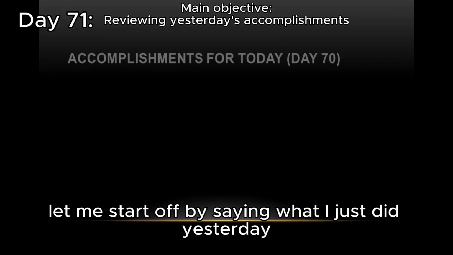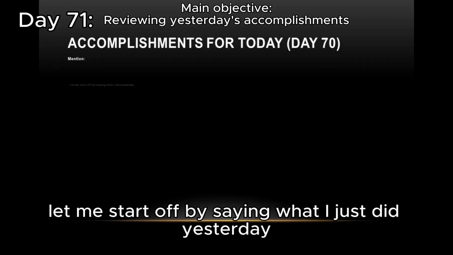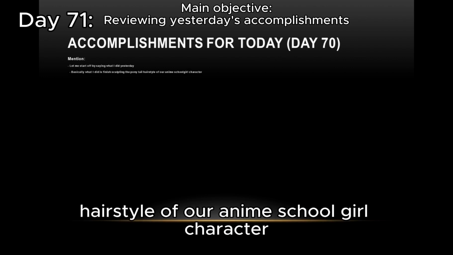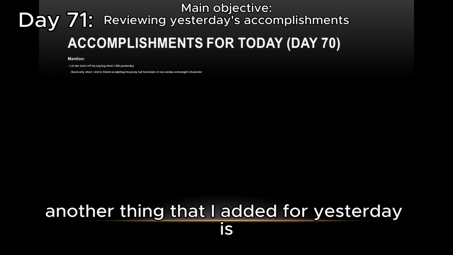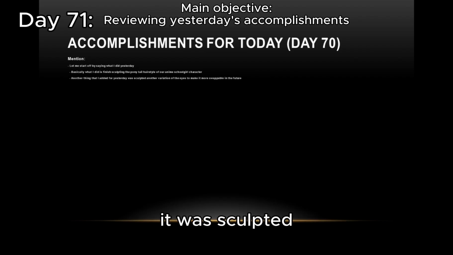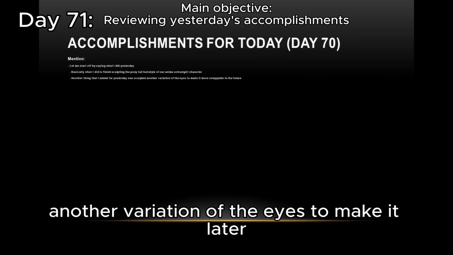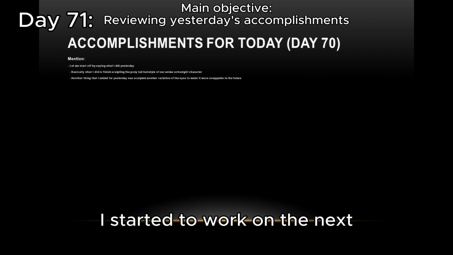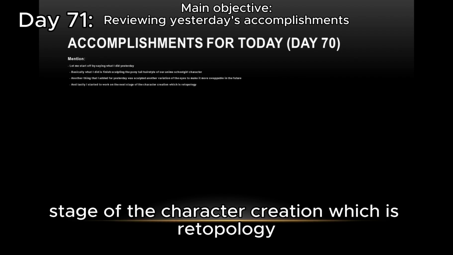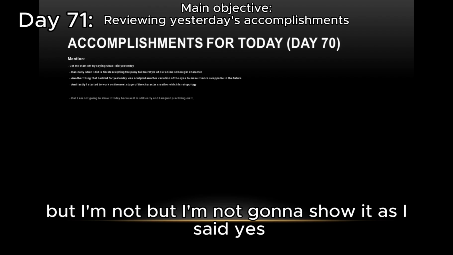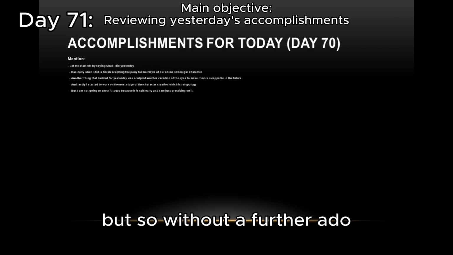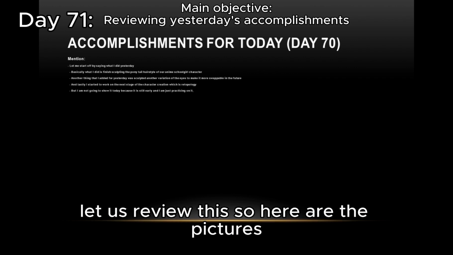So guys, let me start off by saying what I just did yesterday. Basically, I finished sculpting the ponytail hairstyle of our anime schoolgirl character. Another thing I added yesterday was sculpting another variation of the eyes, so we can swap eyes later. And lastly, I started to work on the next stage of character creation, which is retopology, but I'm not going to show it, as I said yesterday, because it is still early and I'm just practicing on it. So without further ado, let us review this.